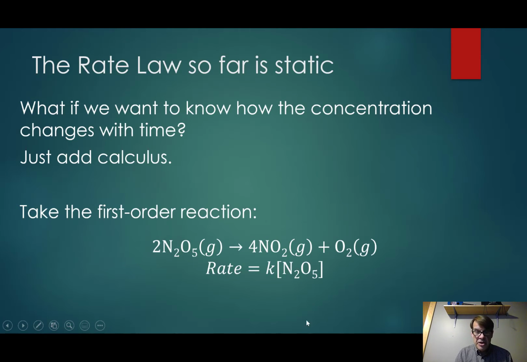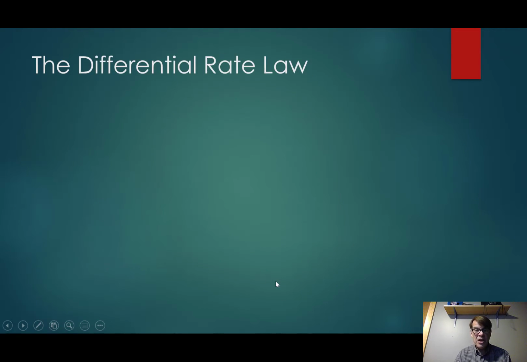Now, this formula right here is called the differential rate law. And it's of this form. For a first order reaction, it's of this form. See, the A is to the first power. So it's a first order reaction. So the rate, that is the change in concentration of A per time, equals the constant times the concentration of A. Let me remind you why that negative is there.